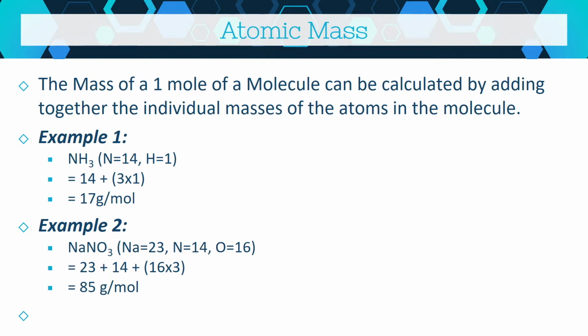So that's example 1. Example 2, you have NaNO3, and if you look in the brackets, you can see Na is 23, N is 14, O is 16. And so if you go through and add them up, you can go 23 plus 14, but you've got 3 oxygens, so you'll have to multiply that 16 by 3 because you've got 3 of them in the molecule. And if you do all that, you'll get 85 grams per mole. Grams per mole is the units we use for molar mass.